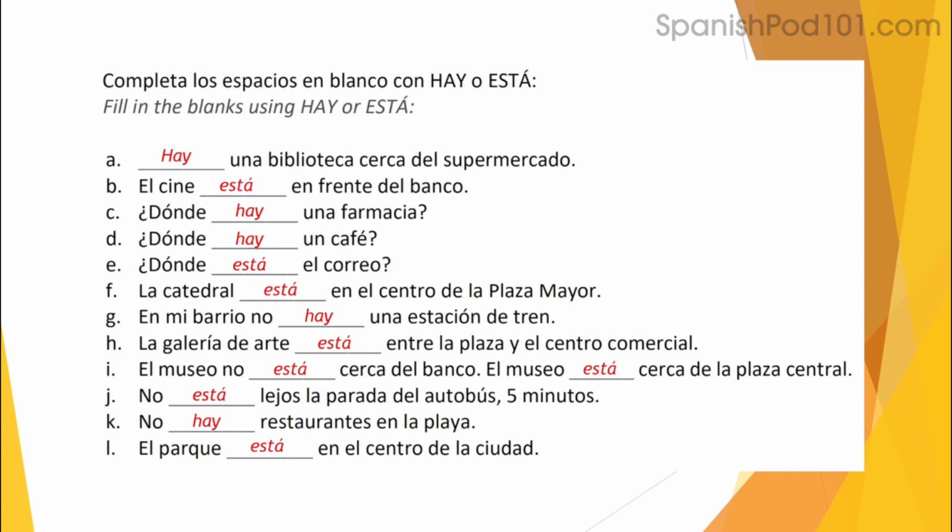No está lejos la parada del autobús. 5 minutos. No hay restaurantes en la playa. El parque está en el centro de la ciudad.